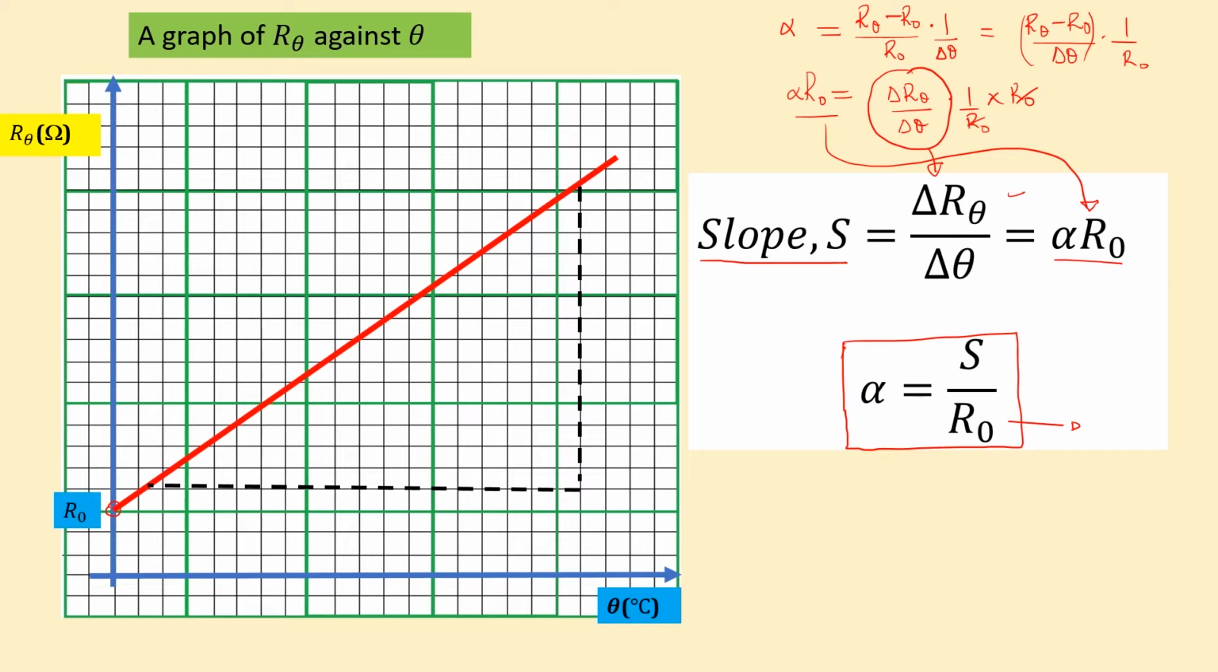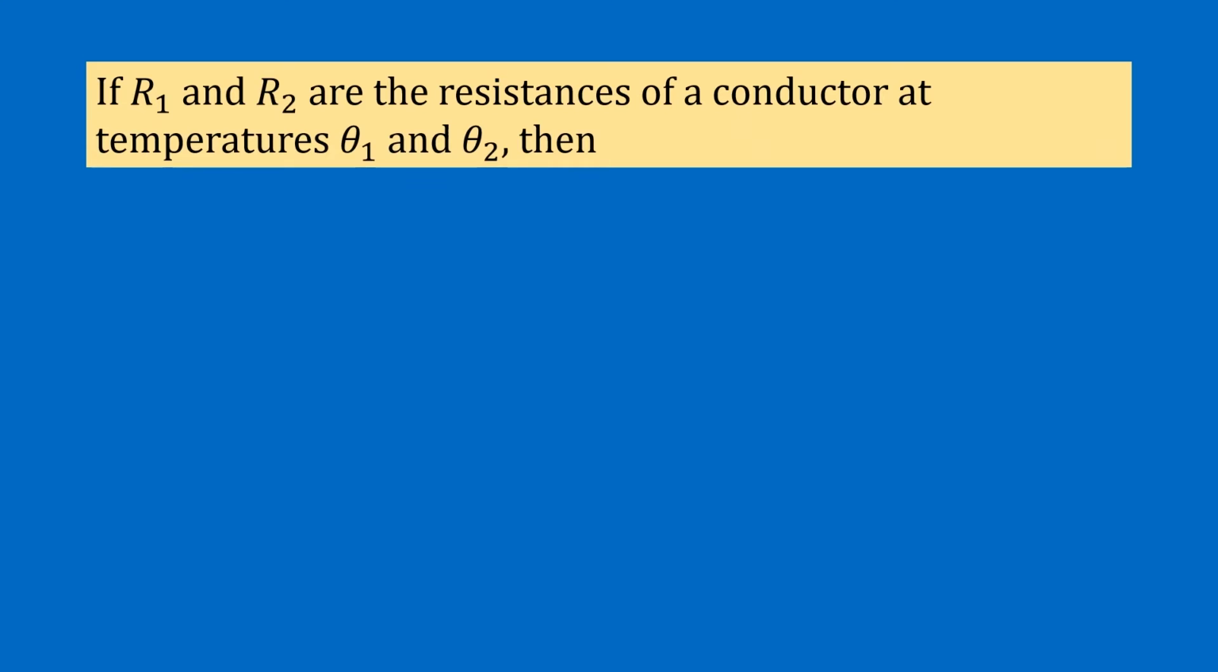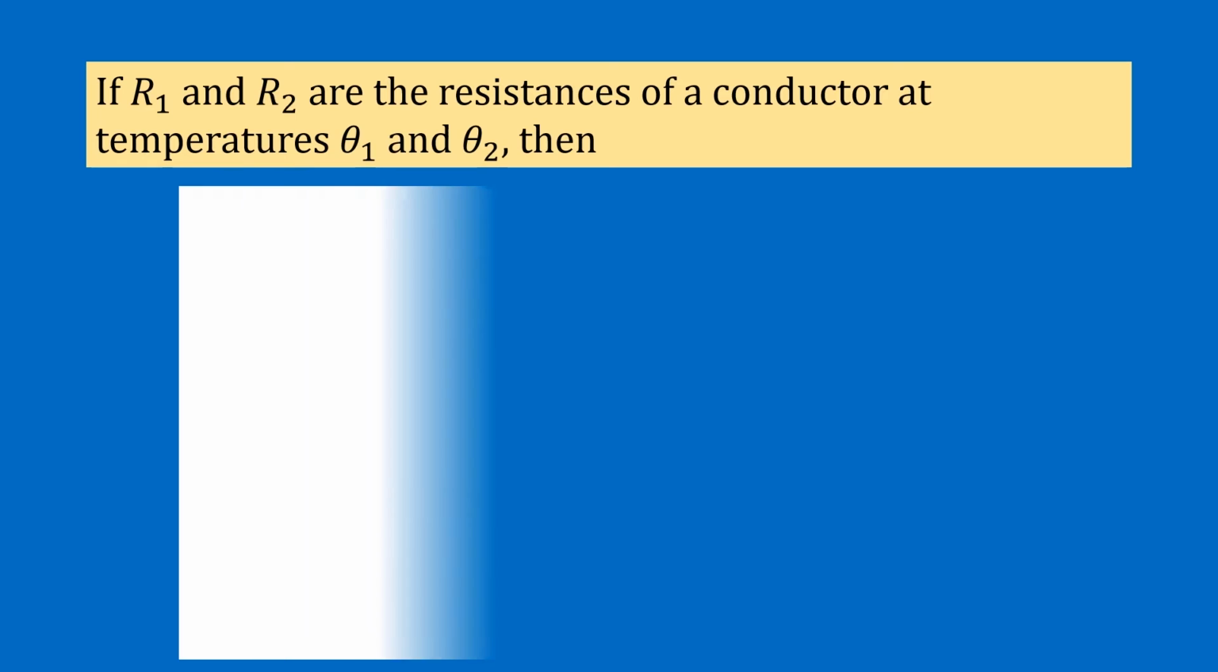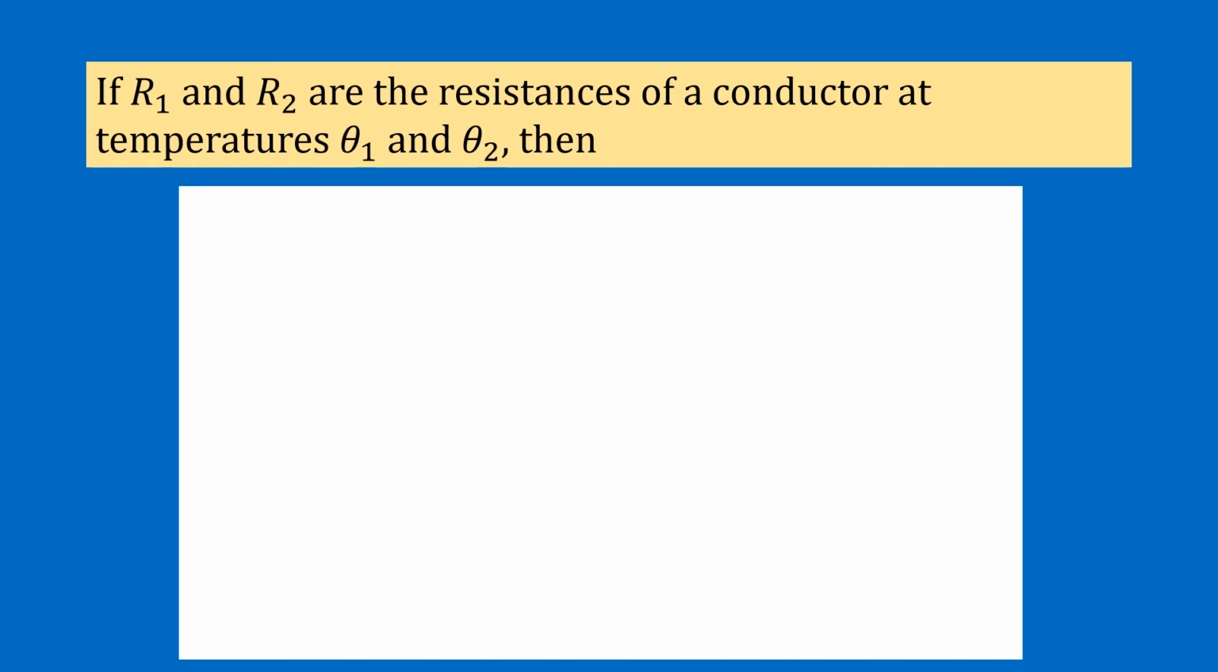For a case when you have R1 and R2 as the resistances of a conductor at temperatures theta 1 and theta 2, then you can come up with a relationship that can help you solve such a problem. From this equation, R theta is equal to R naught times (1 plus the temperature coefficient of resistance times the temperature).